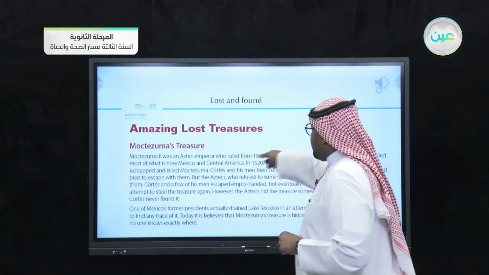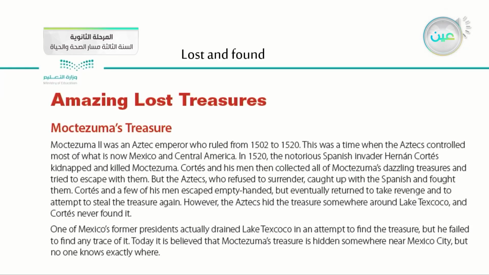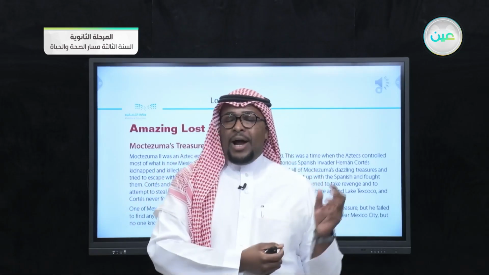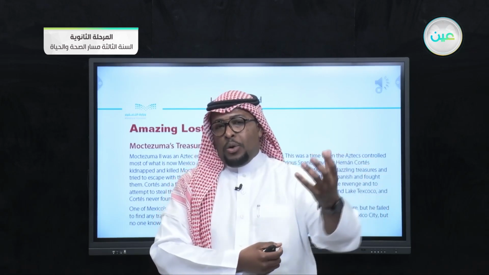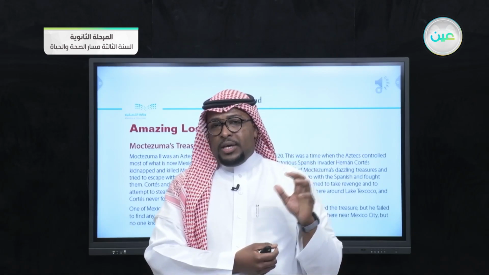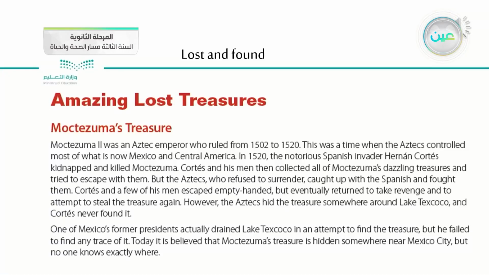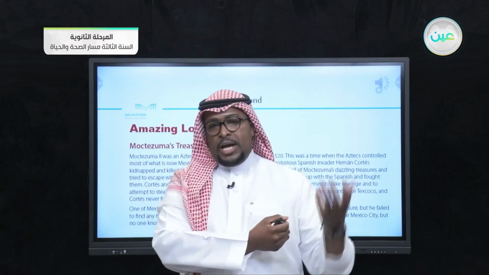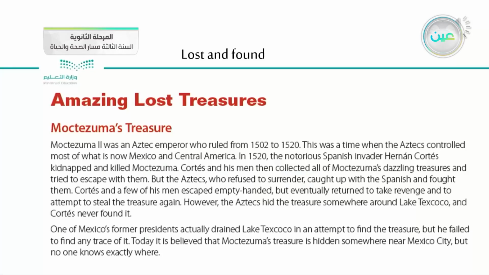And he led that civilization from 1502 to 1520. And there was something very important, which is a treasure. Some of the Spanish forces tried to fight them, and they wanted to have the treasure, but they couldn't. So the Aztecs refused the fighting from the Spanish, which is Cortés and some of his men. After that, they couldn't have the treasure.